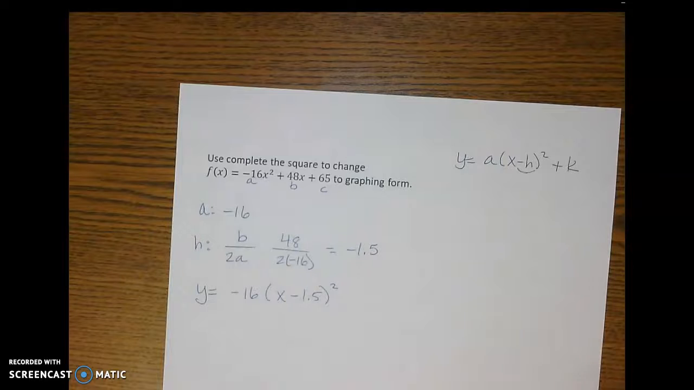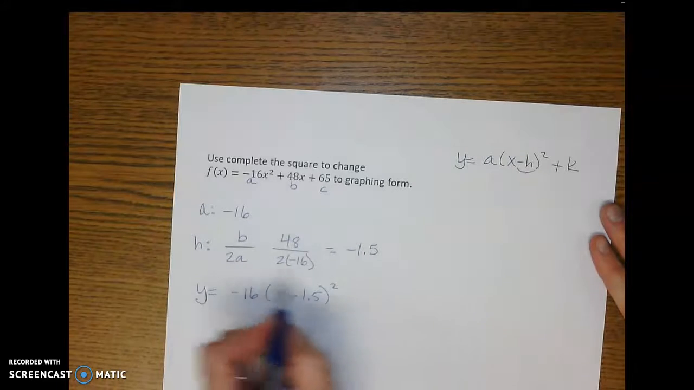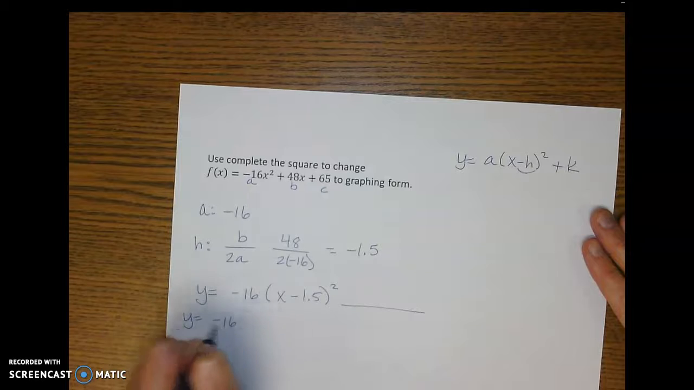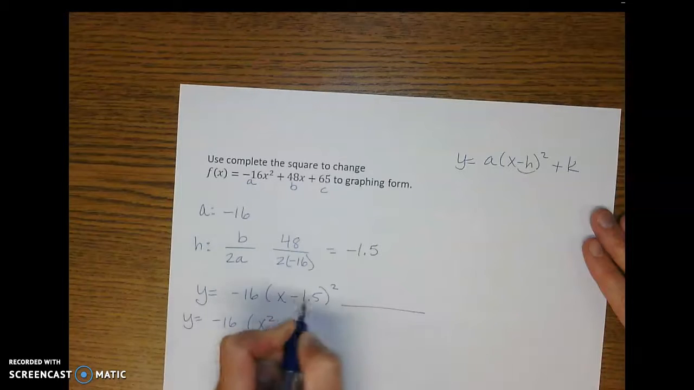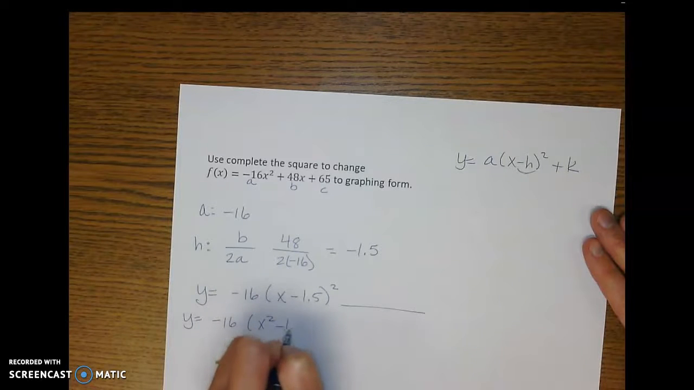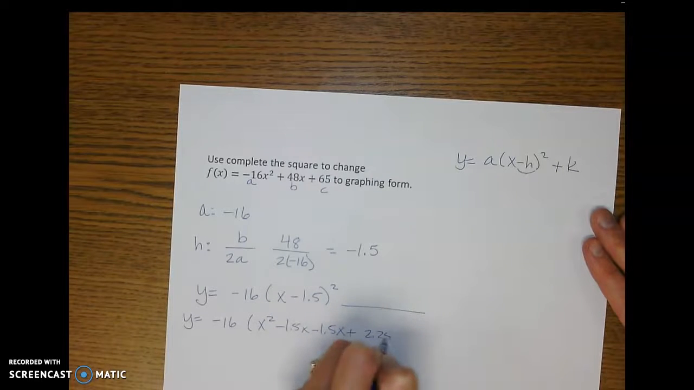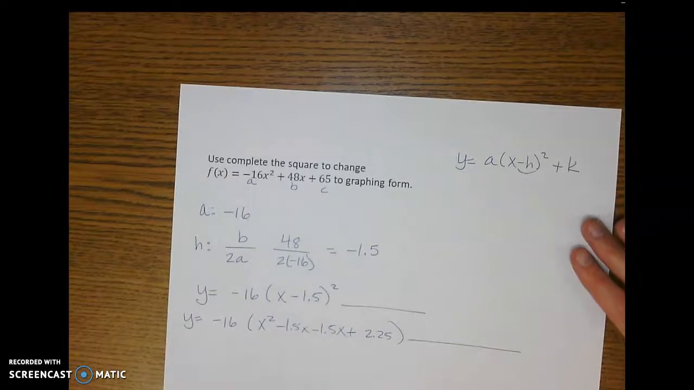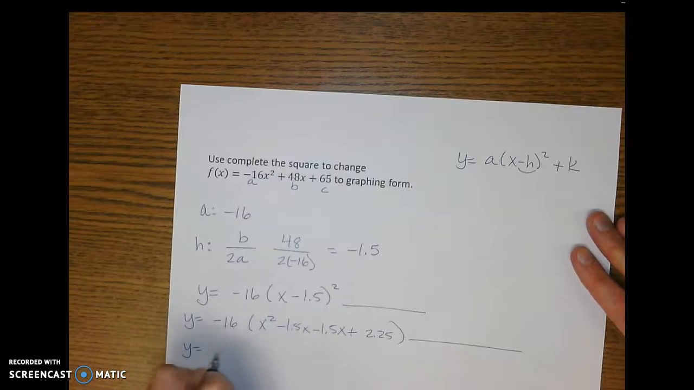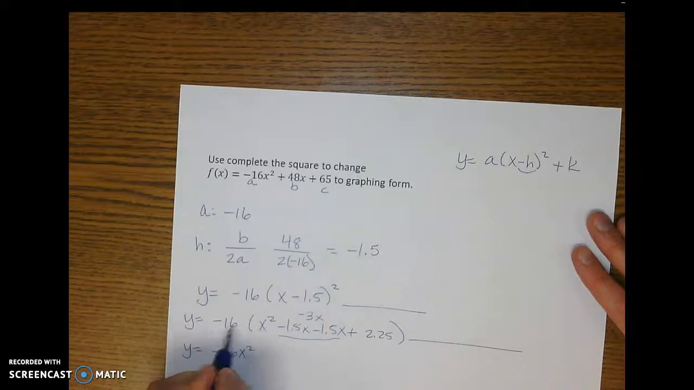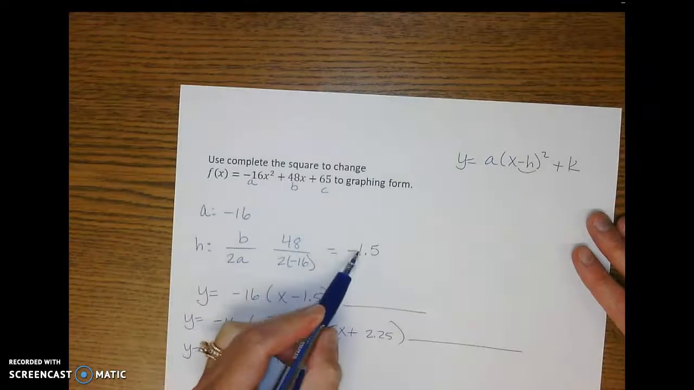Oh, I might have a little typo in here. I gotta look at this. Okay, so let's continue on and we'll see. So we're going to start trying this out here. Y equals negative 16 times, this will be x squared, minus 1.5x minus 1.5x plus 2.25. So we keep going here. Y equals negative 16x squared. These two together here are a minus 3x. Negative 16 times negative 3 is a plus 48. So well, actually we're okay. So this sign here is staying the same.